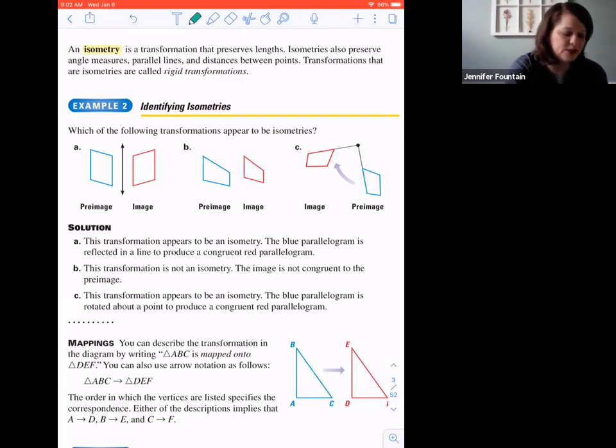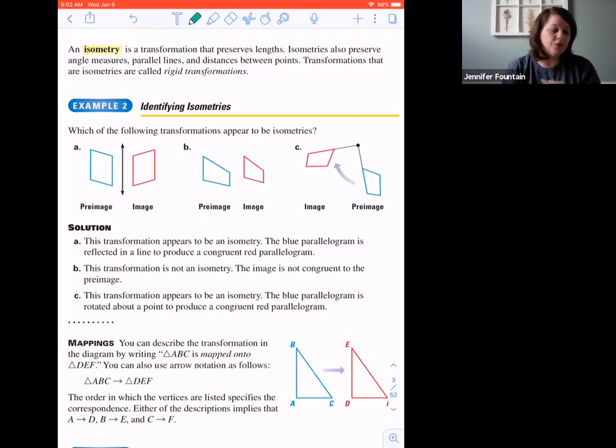All right, in example 2, it says, which of the following transformations appear to be isometries? So remember, we just said that with an isometry, it's going to stay exactly the same no matter if it flips or turns or slides, whatever it does, everything is staying congruent. Okay, my lengths are staying the same, my angle measures are staying the same. If something was parallel in the pre-image, it's going to be parallel in the image. If I have a certain distance between 2 points in the pre-image, it's going to be exactly the same in the image.